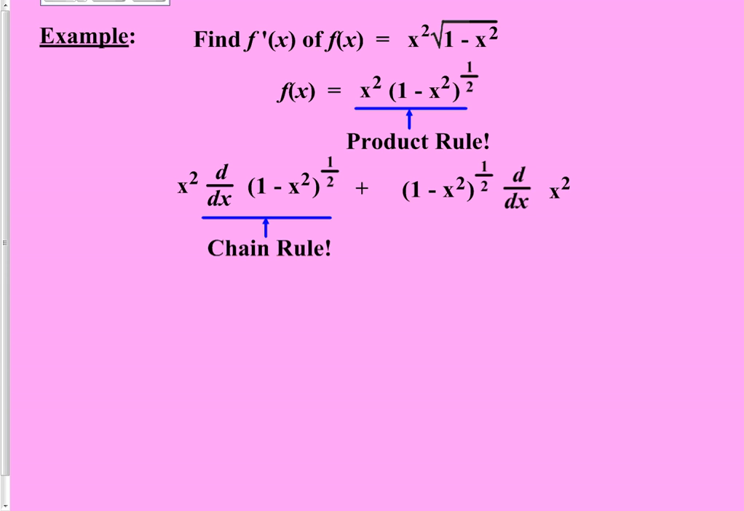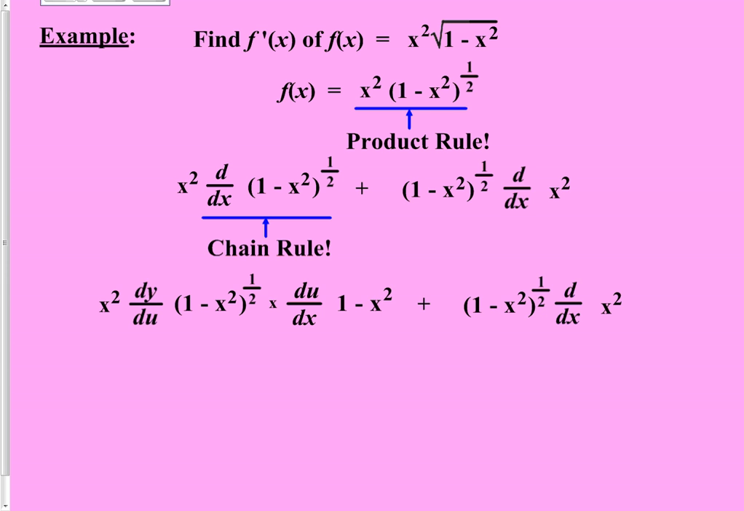So expanding this once more into the chain rule. The x squared right there remains unchanged, but the chain rule all across here, we have the derivative of y with respect to u of the function 1 minus x squared to the 1/2. That will be multiplied times the derivative with respect to x of 1 minus x squared. The rest of it remains unchanged.